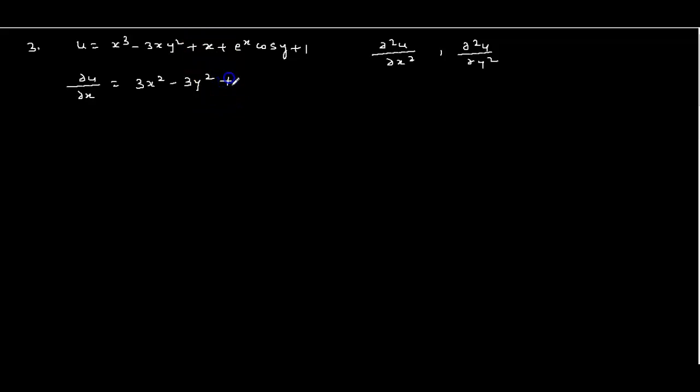Here the x differentiation is 1, plus here e^x cos y. cos y is a constant, and the e^x differentiation is e^x, and the 1 differentiation is 0. Similarly, we can differentiate one more time with respect to x. So this becomes 6x. This 3y² is a complete constant. There is no x here, so it becomes 0 here. This is also 0. And here cos y is constant, and the e^x differentiation is e^x. This is ∂²u/∂x².